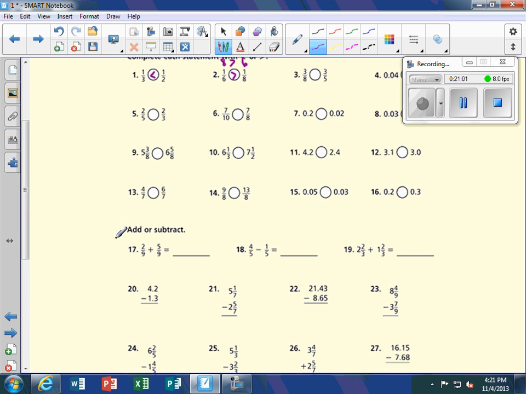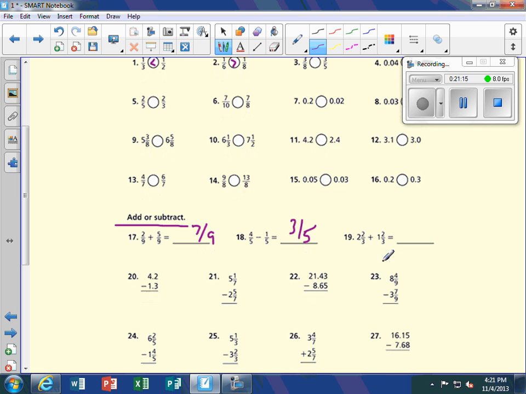When they have like denominators, you just add the numerators. 2 plus 5 is 7 over 9. And same thing with subtraction. If they have like denominators, 4 minus 1 is 3 over 5. And then the same thing with mixed numbers. 2 and 2/3 plus 1 and 2/3.